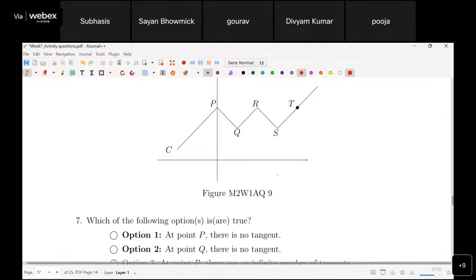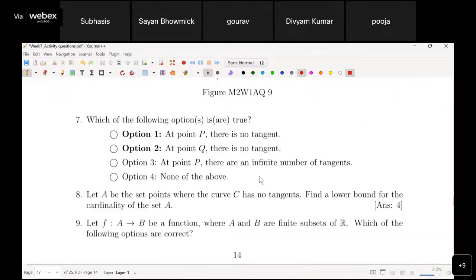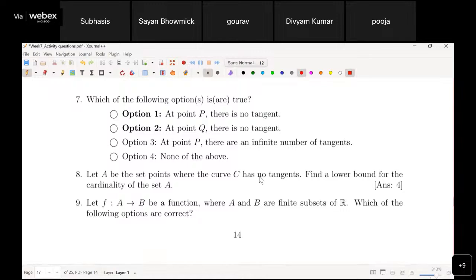In some sense, you have a corner, right? If your graph is smooth, you don't have any corner point, which means at all these points you have a tangent. But that is not the case over here. You have a few points that are corner points, P, Q, R, S. So at these points you don't have a tangent. So this is sort of easy.